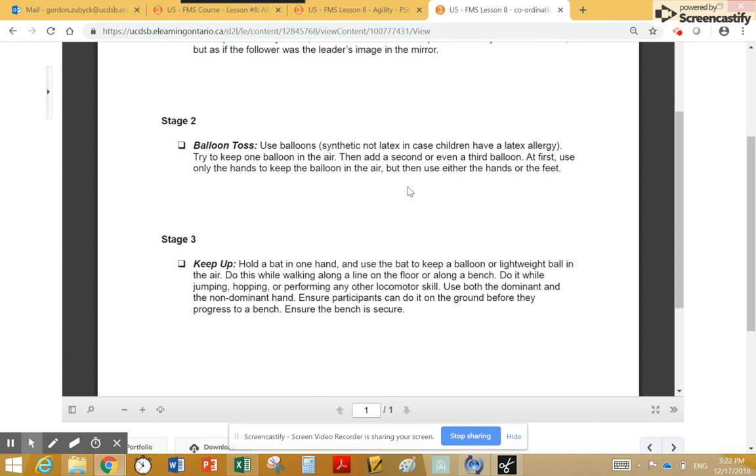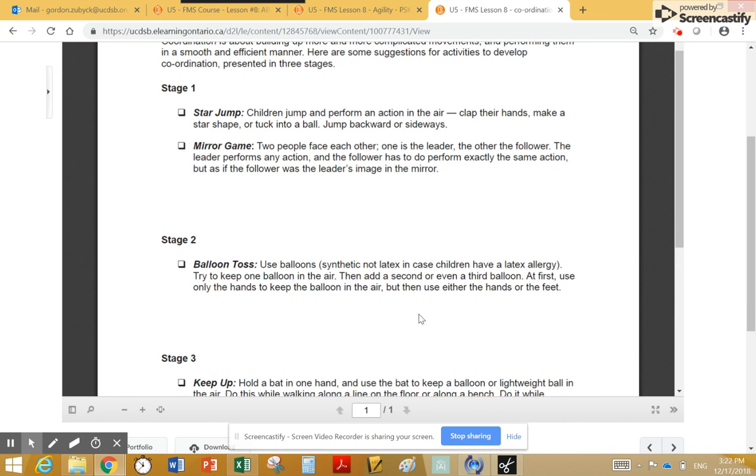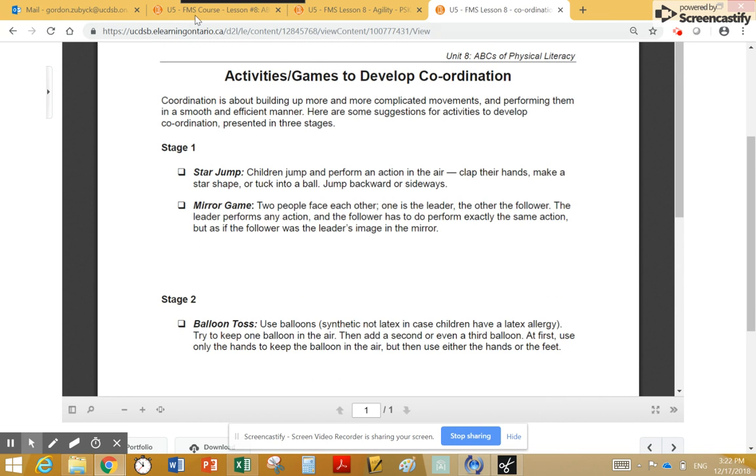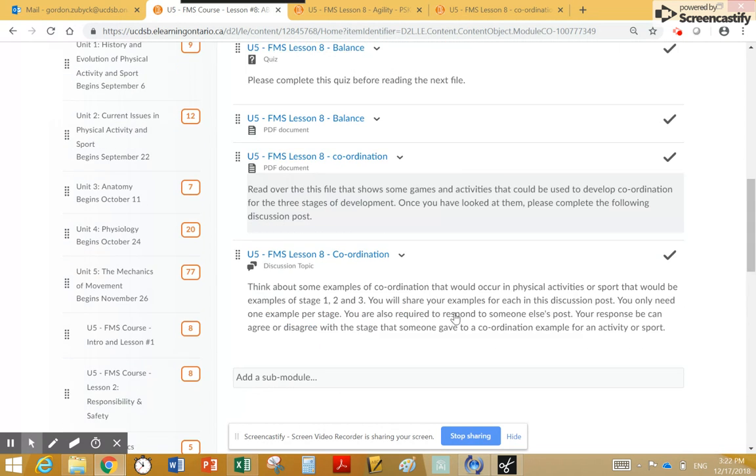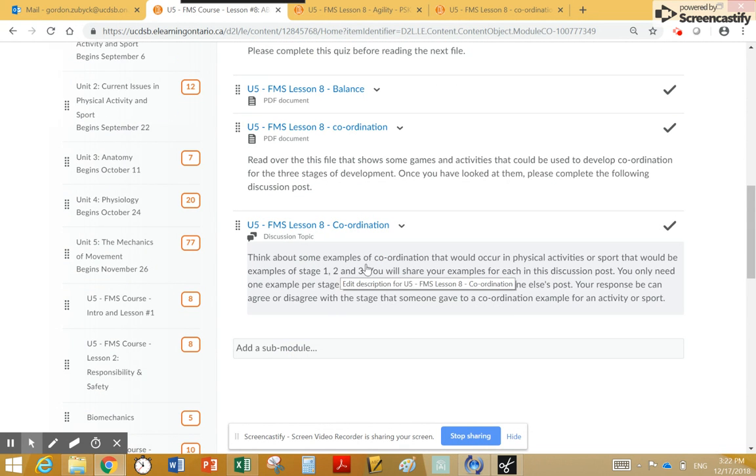So hopefully you're getting the idea of how a task can become more complex as it moves through stage 1, stage 2, and stage 3. And then here what you're going to do is come up with some examples of your own that will occur in physical activities or sport, that would be examples of stage 1, 2, and 3. So share your examples to the discussion post, and again, just one example per stage.